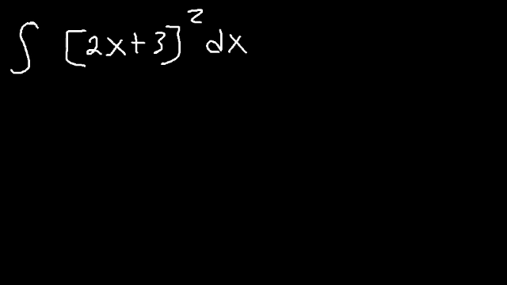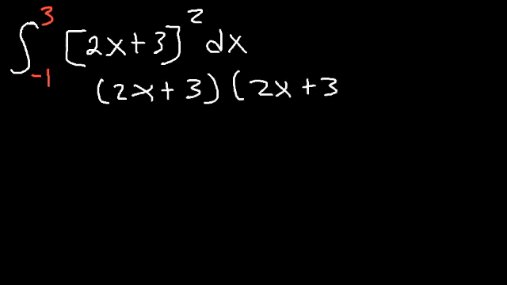Try this one. Find the antiderivative of 2x plus 3 squared dx from negative 1 to 3. So what should we do in this problem? The best thing to do is to FOIL 2x plus 3 squared. It's the same as 2x plus 3 times 2x plus 3. So let's go ahead and do that first.